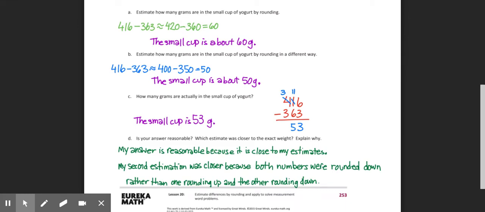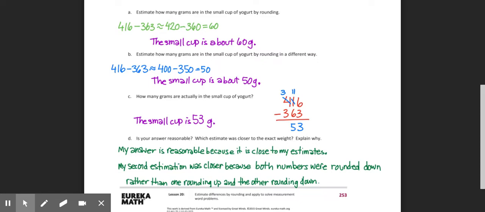Remember, we go to our ones. Yes, there's more on top, so we don't have to stop. We can subtract 6 minus 3 is 3. 1 minus 6, okay, more on the floor, borrow from next door. So the 4 becomes a 3, the 1 becomes an 11. 11 minus 6 is 5, and 3 minus 3 is 0. So we have 53 grams.